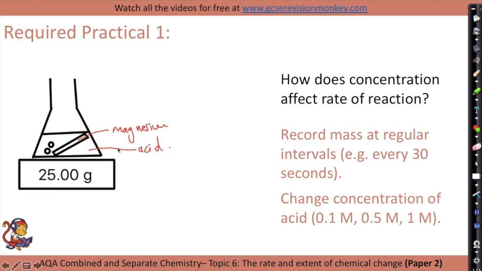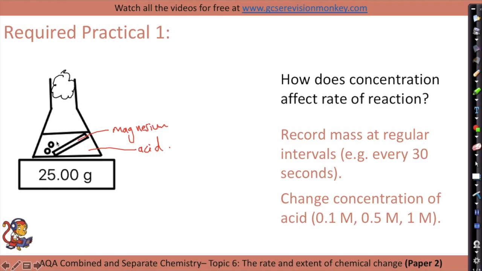In this practical, you would put your reactants, your metal and your acid, in a conical flask on a balance. You may well see it in the exam as well with some cotton wool in the top. That's just to stop the acid from spitting out during the reaction. But this cotton wool will still let gases through it.